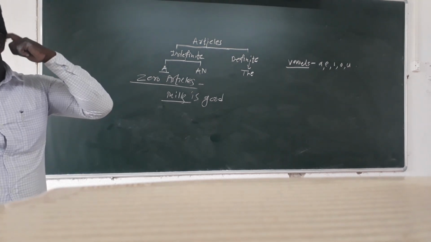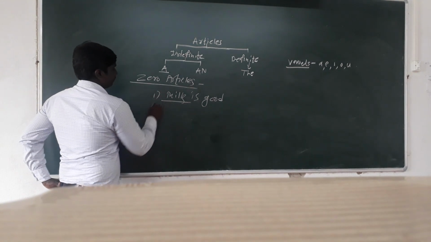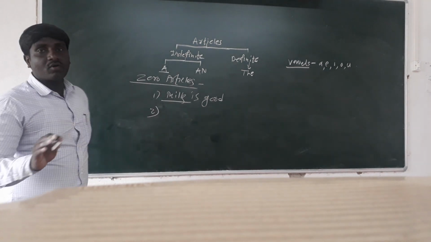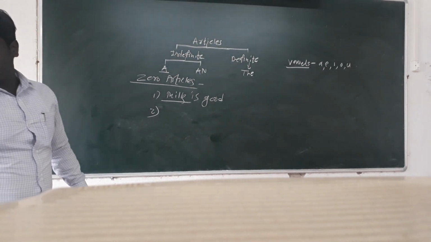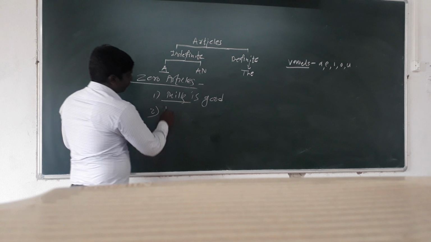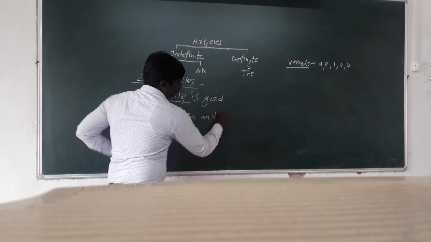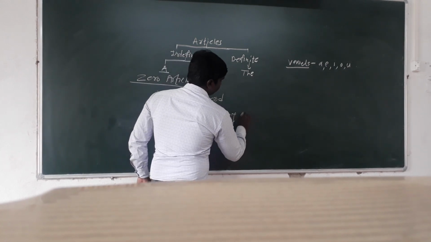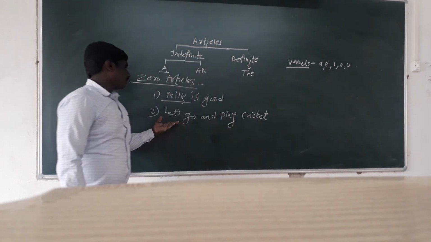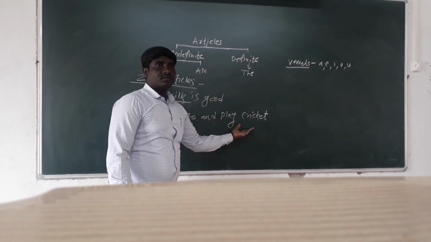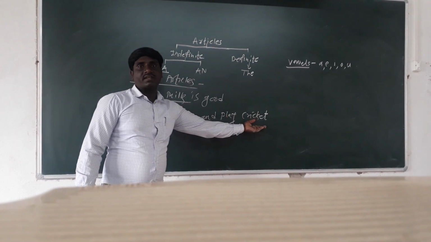And next, when we talk about sports and games, we do not use articles. For example, let's go and play cricket. Means what? Before the games, we do not use the article. Let's go and play cricket.